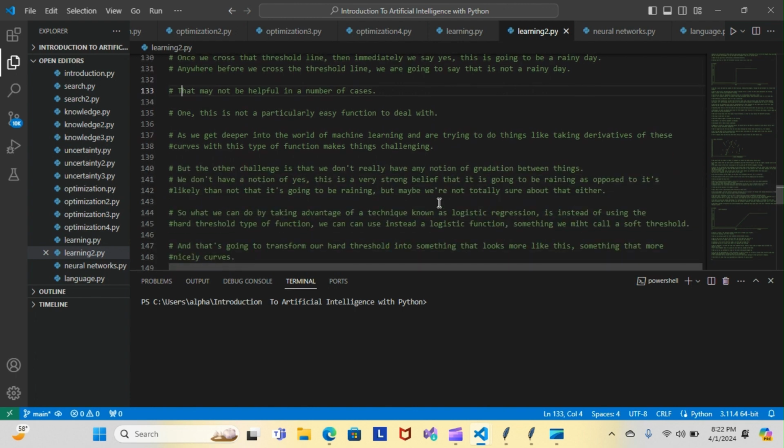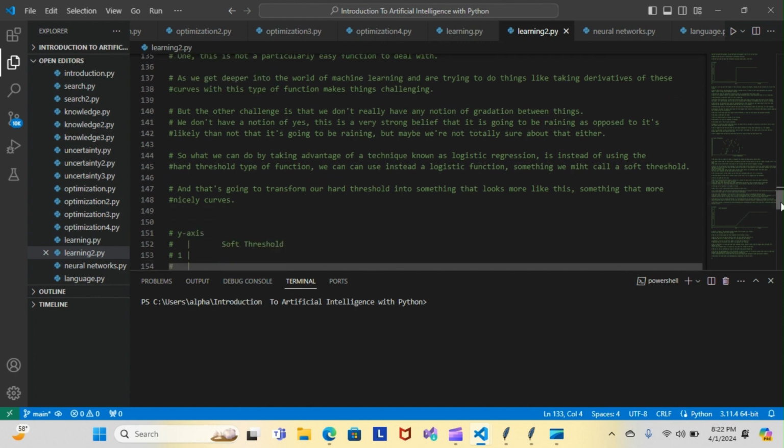But the other challenge is that we don't really have any notion of gradation between things. We don't have a notion of, yes, this is a very strong belief that it is going to be a rainy day, as opposed to it's more likely than not that it's going to be a rainy day, but maybe we're not totally sure about that either. So what we can do by taking advantage of a technique known as logistic regression is, instead of using the hard threshold type of function, we can use a logistic function, something we might call a soft threshold. So let me give you a look at that now.